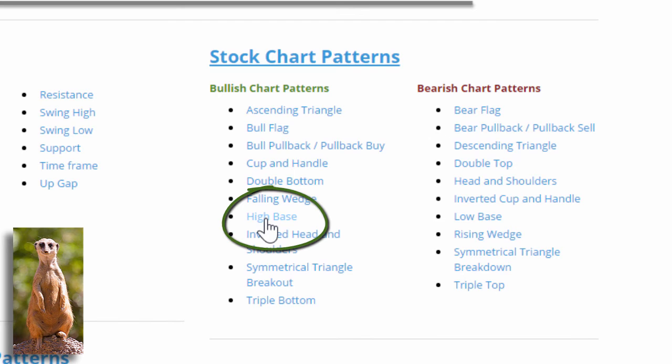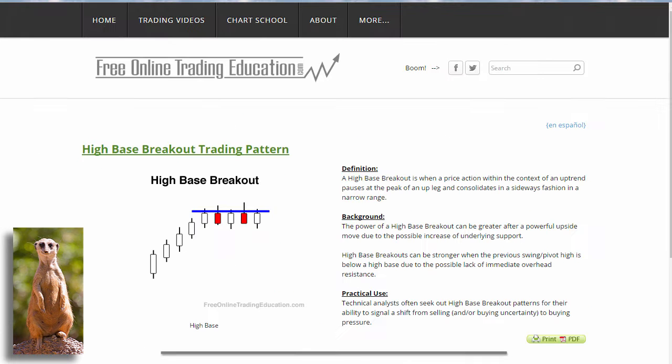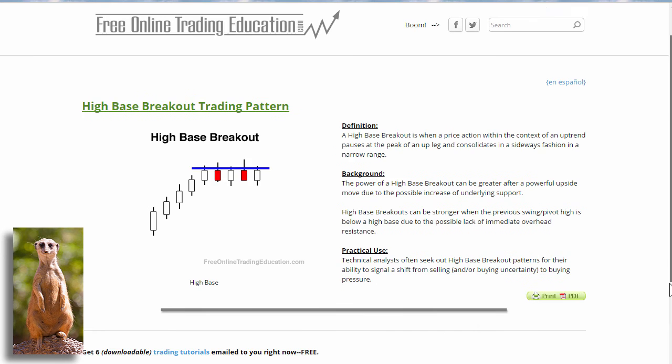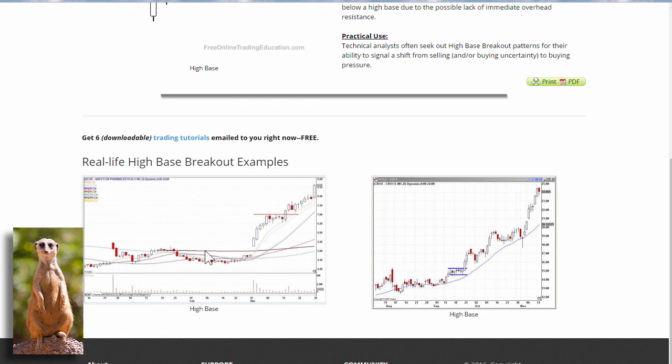So you just click on high base, and here's a picture of it where it runs up, and there's some line of resistance here. If it breaks out from there, odds are in our favor it will continue up, and we want to go long. There's a written description of it, and here are some pictures of it from some daily charts, and I'm going to show you one now on a day trading chart.